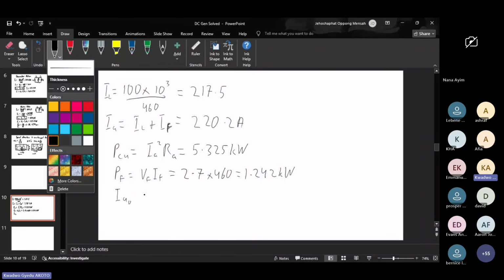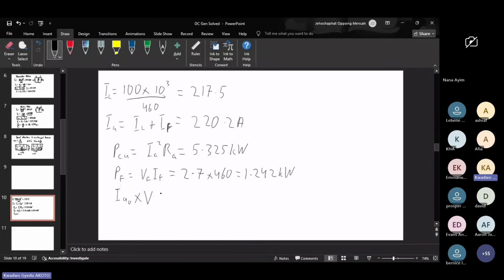And our IA on no load is still going to be our no load current minus our field current, right? So IA on no load is going to be no load current 9.8 minus 2.7.